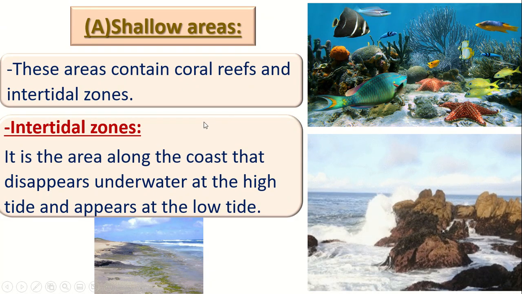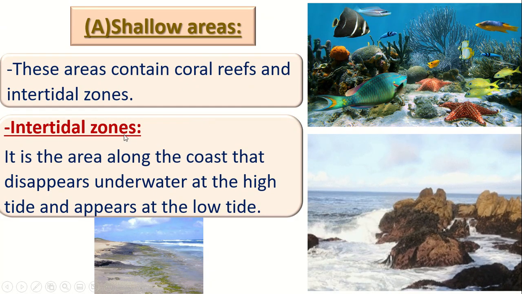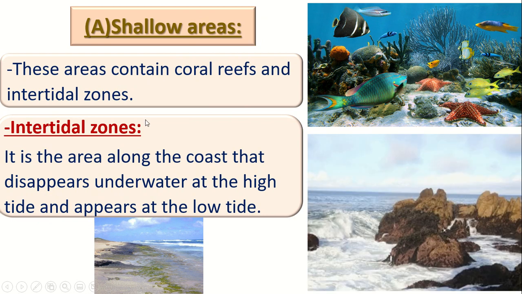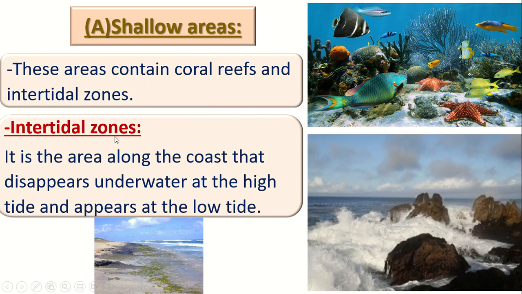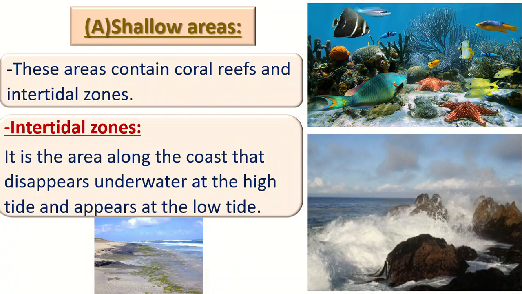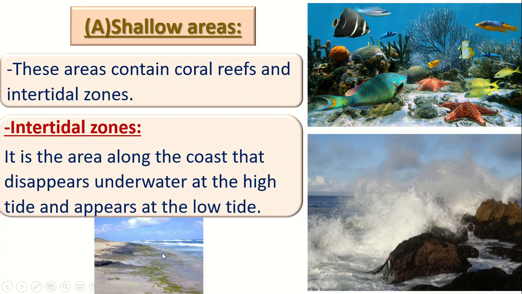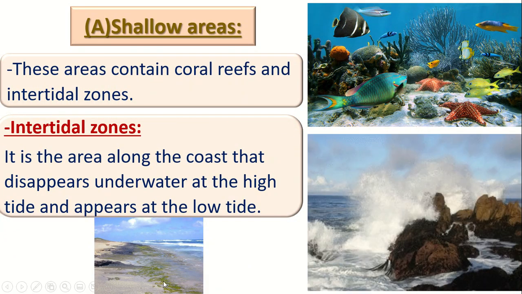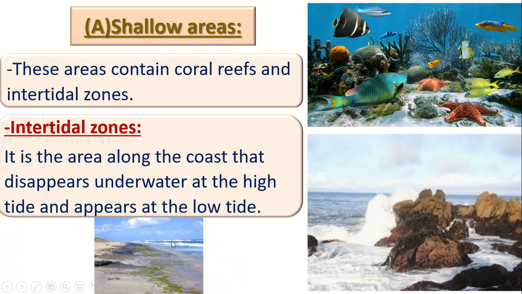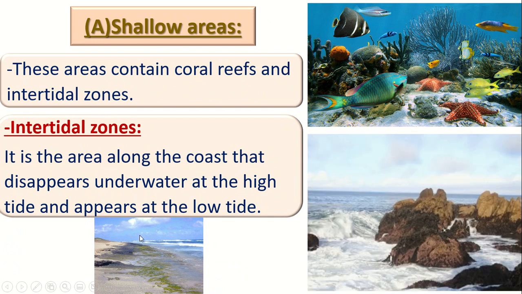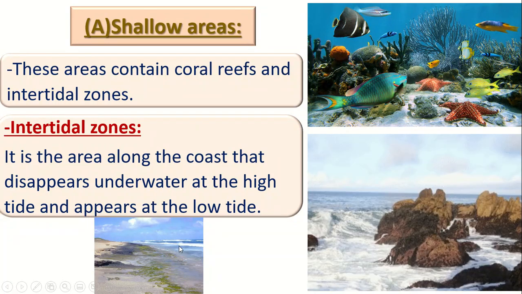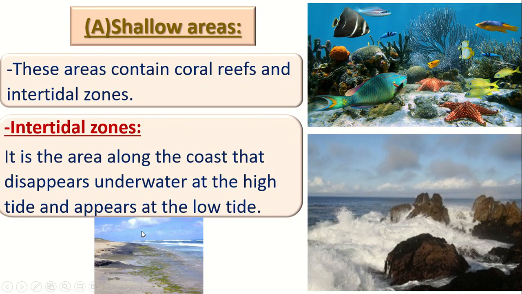Number two, we have an area called intertidal zones. Repeat after me. Intertidal zones. What are the intertidal zones? The intertidal zone is an area on the coast, on the beach. This area disappears underwater at the high tide and appears at the low tide. What's the meaning of that? Here, this is the coast, this is the beach.